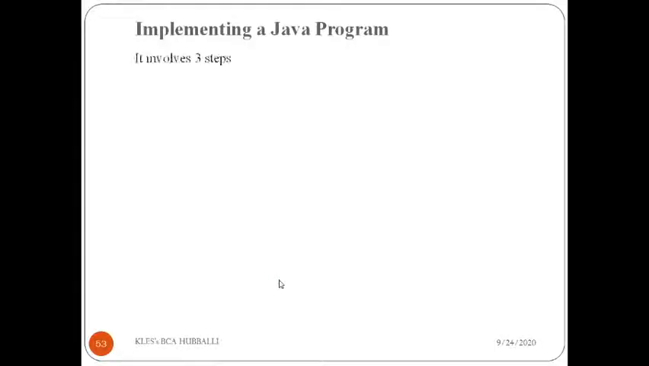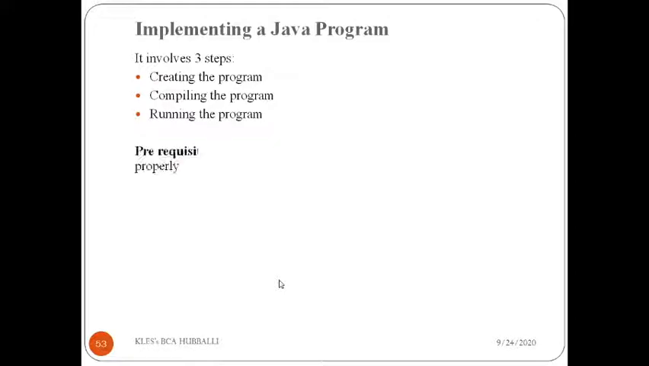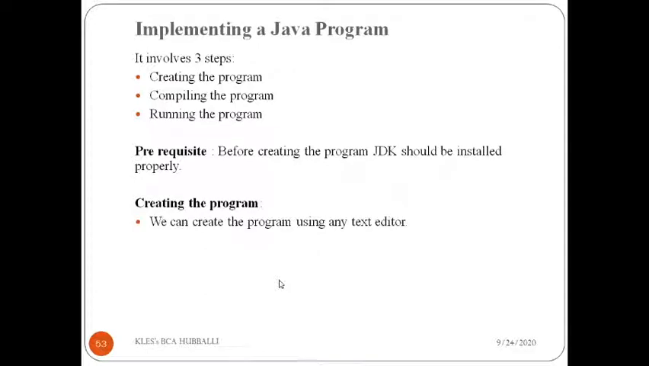To implement a Java program, it involves three steps, that is creating your program, compiling the program and running the program. To create the program, you can type your source program in any text editor and save the file with a .java extension. But before creating the program, make sure that a JDK is installed in your computer system properly. We can create the program using any text editor.